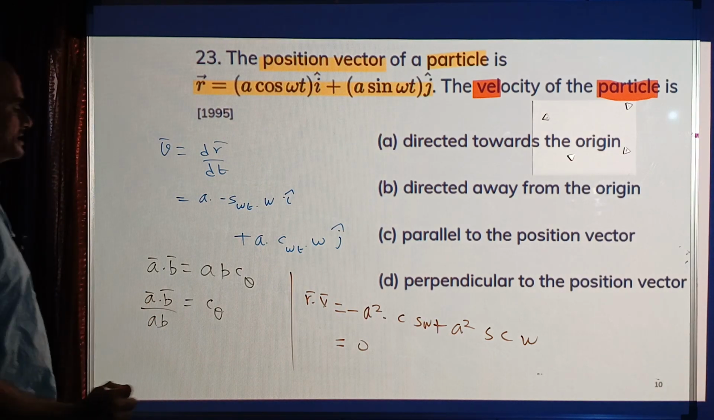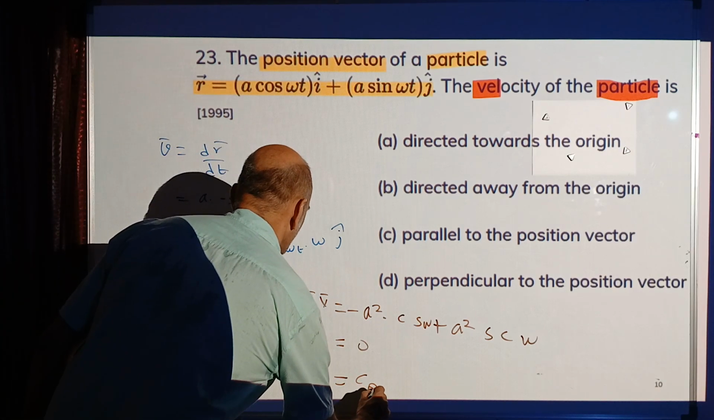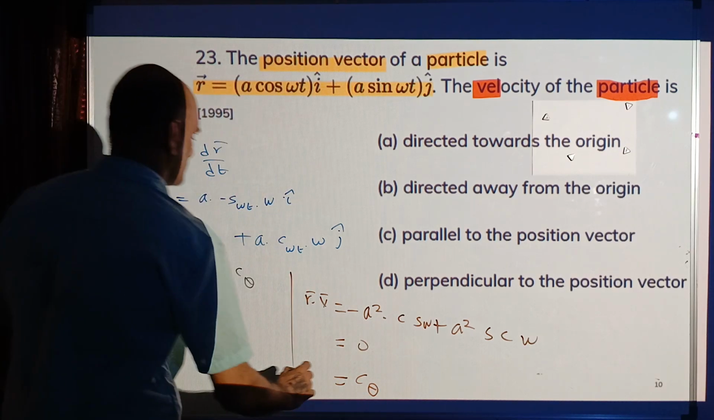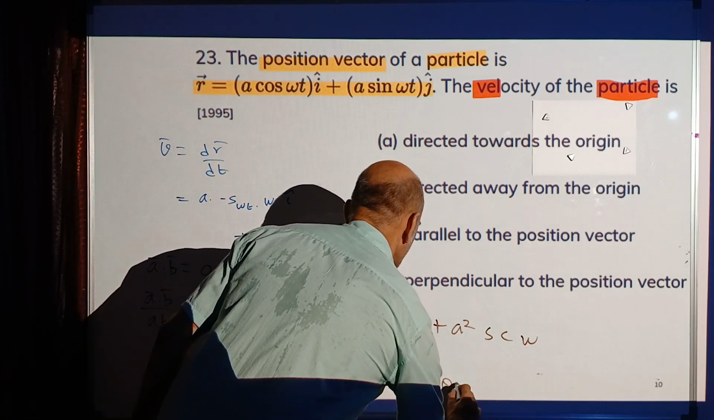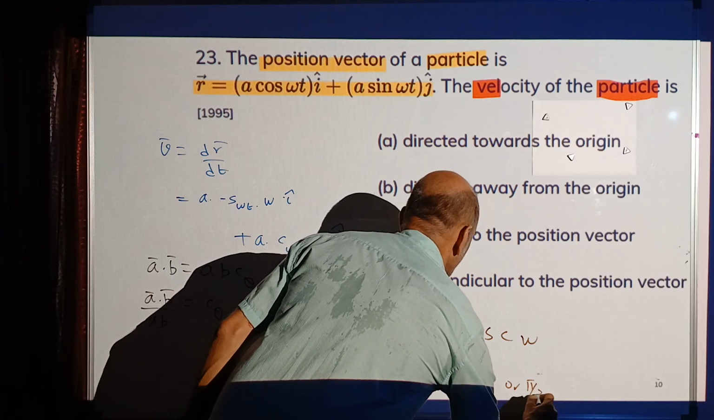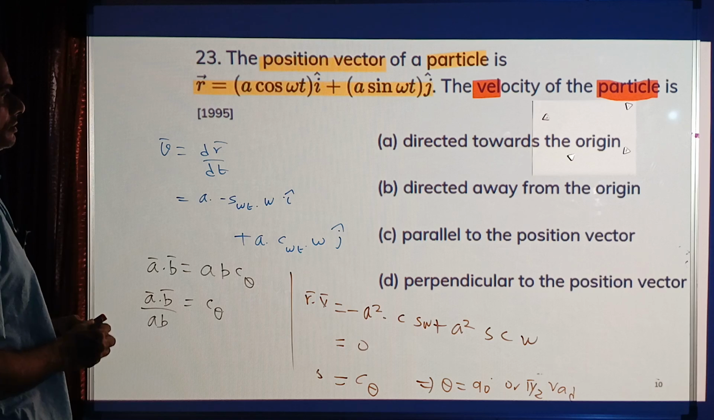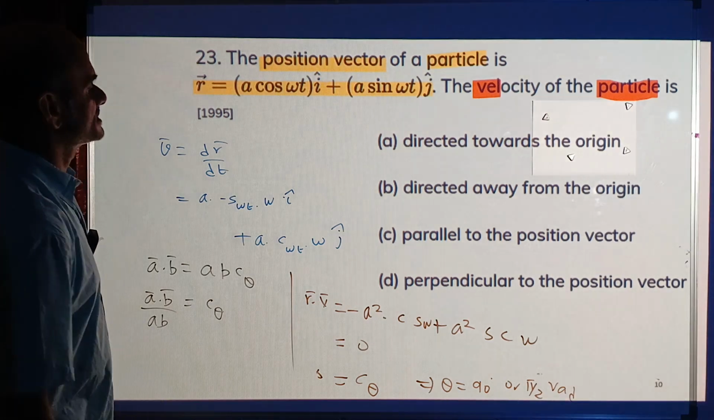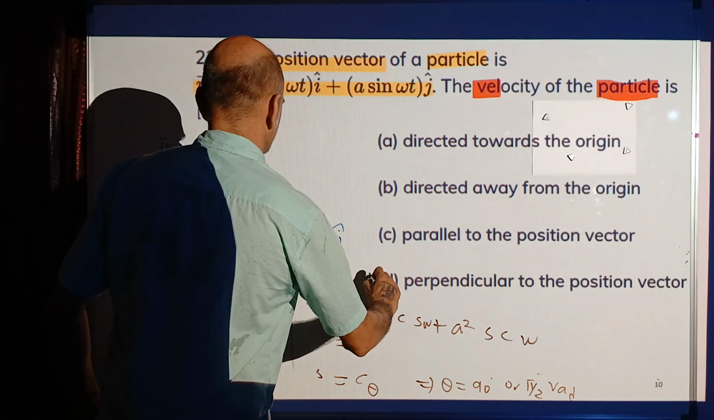So left hand side is 0, that means cos of the angle between these two vectors is 0. That means theta is 90 degrees or pi by 2 radians. Basically, they are perpendicular to each other. So velocity vector is perpendicular to the position vector. So option D is the correct one.